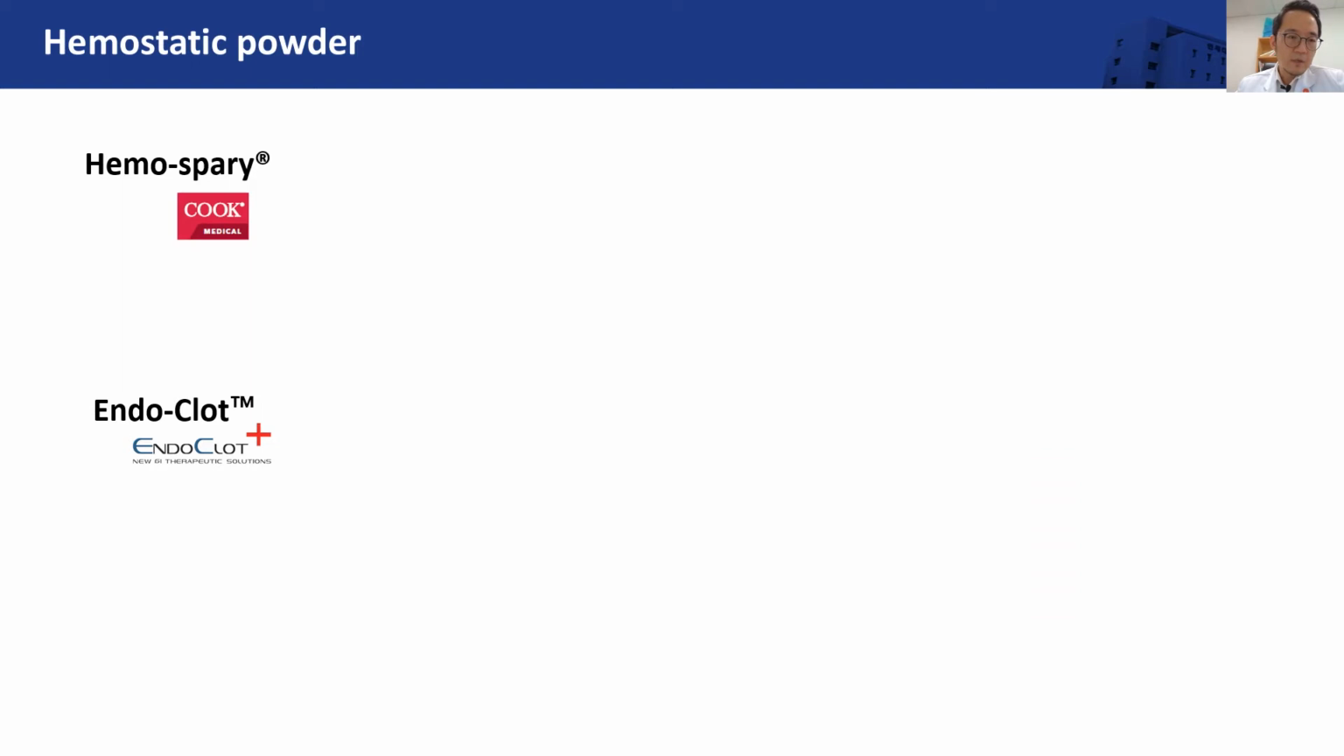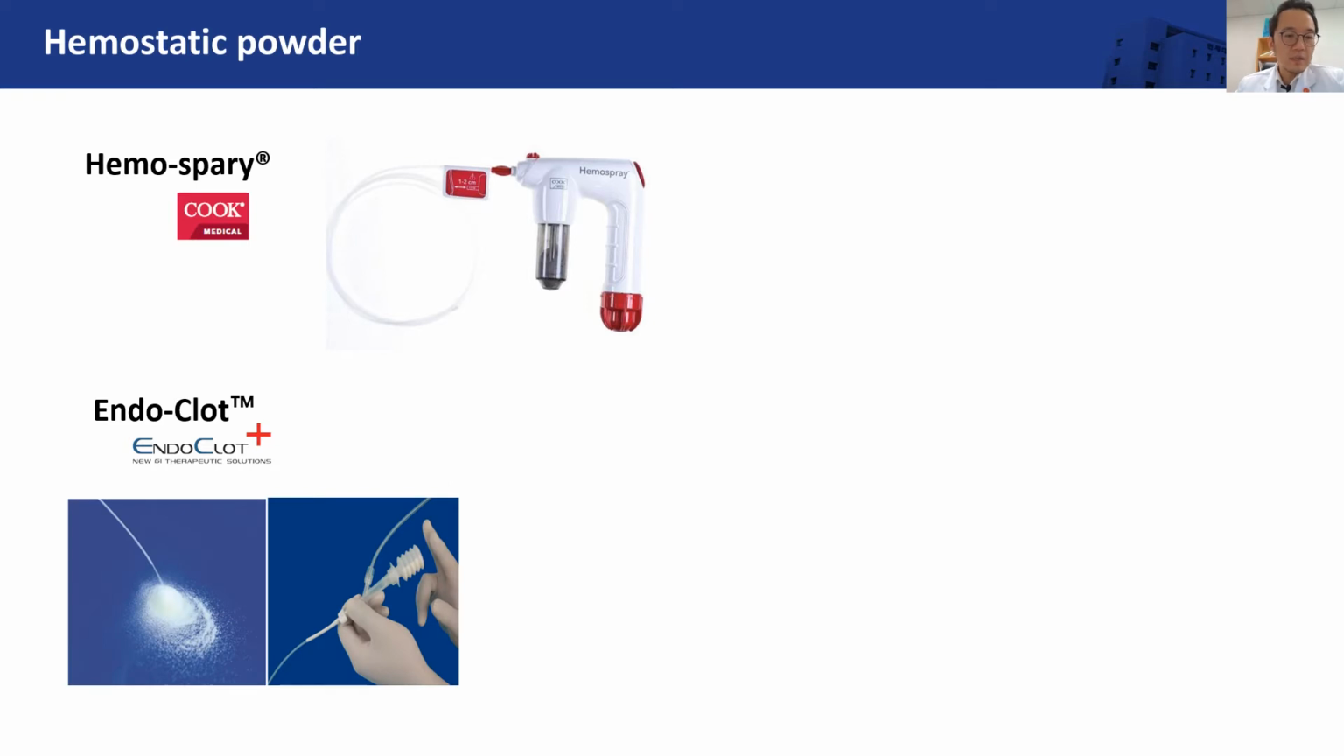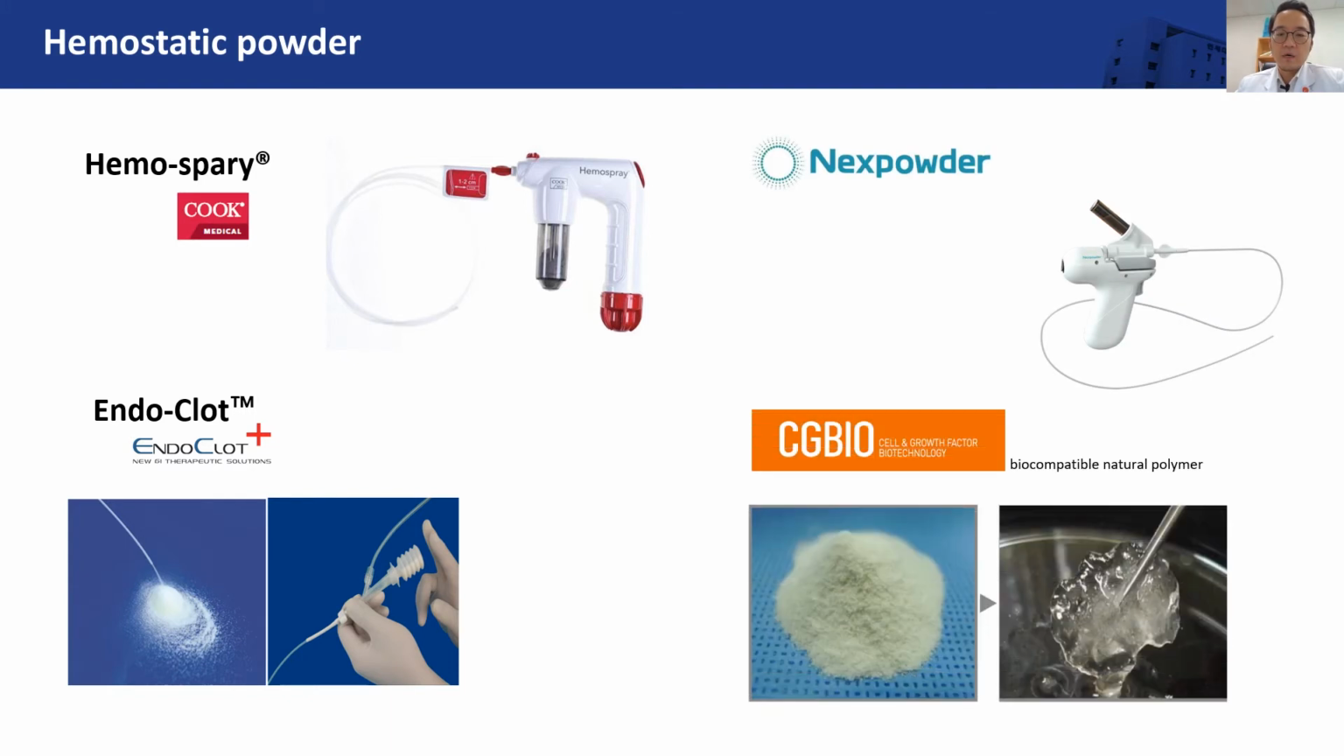And third, a novel modality is the hemostatic powder. There are two representative companies, one of which is Hemospray manufactured by Cook, which is widely used in European countries. And second is EndoClot. This kind of powder is also available in Korea right now. And there are another two from Korean companies, first is Nexpowder, and second is Bio. This Hemospray we cannot use in Korea right now. So I have experience with EndoClot and Bio Gel.